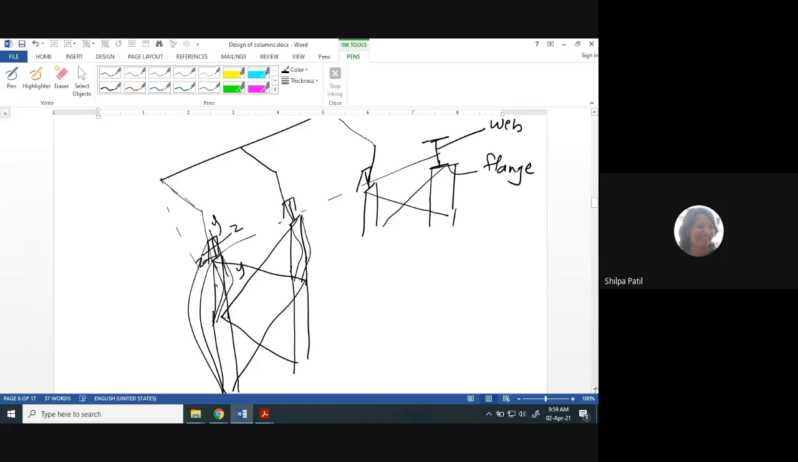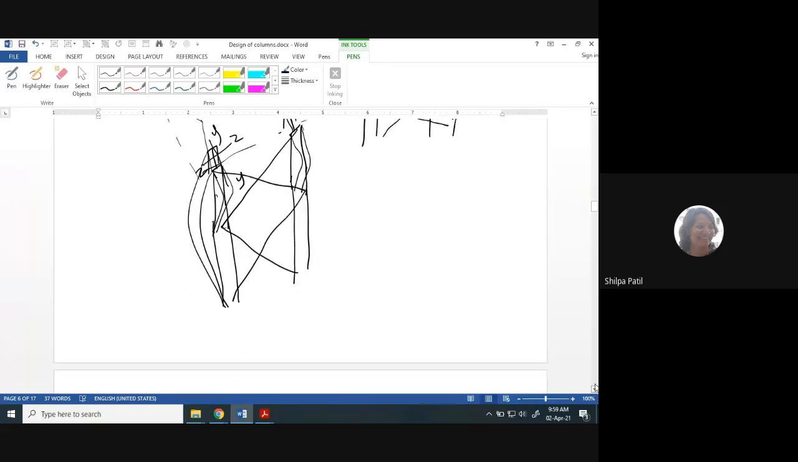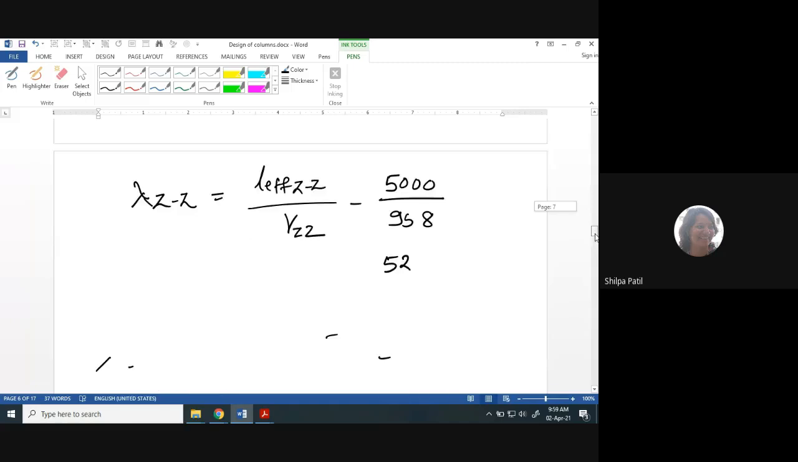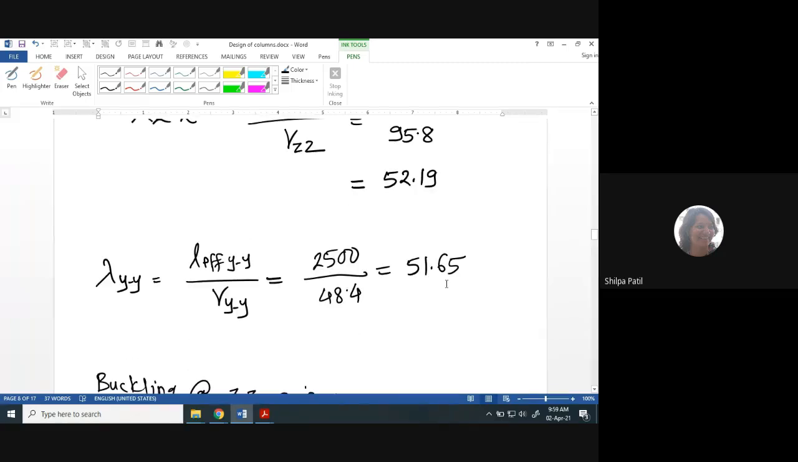So just make the correction in your notebook here, that the slenderness ratio whatever we have calculated should be less than 180. This should be less than 180. This should also be less than 180.